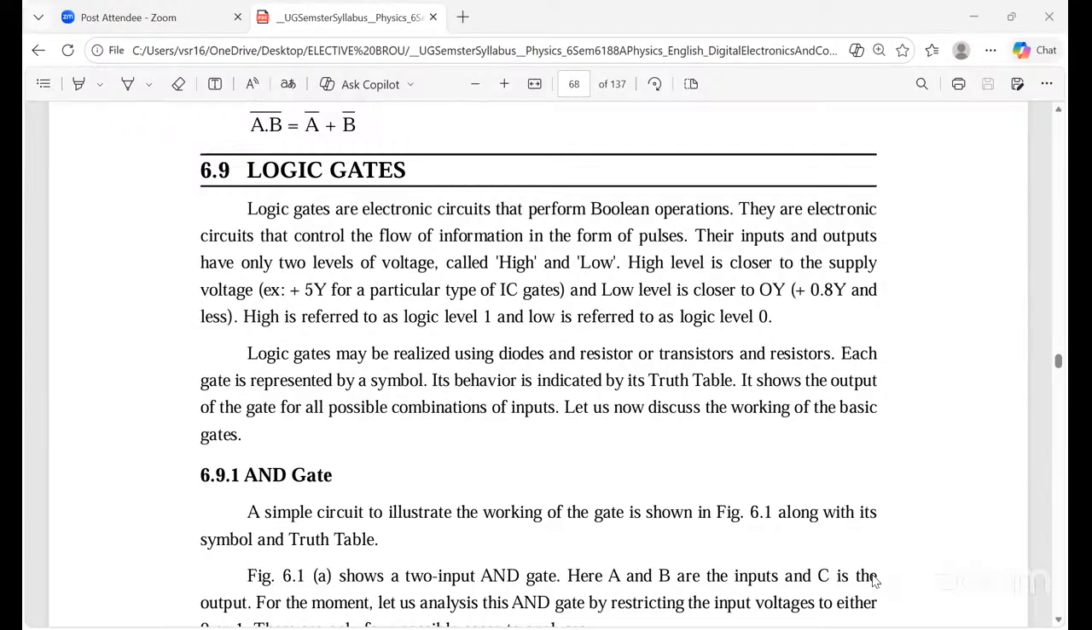In logic circuits, which may have n number of inputs but give you only one single output, you can call that a logic gate. Any number of inputs, but it gives only one single output, that is called a logic gate.